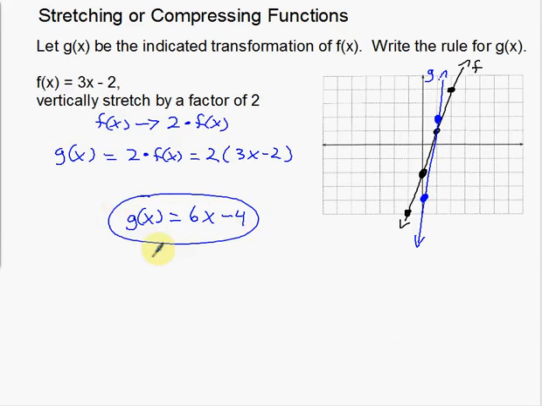There's two ways, two examples and two ways to do both of the examples. You can either graph or you can use the notation to figure out what your new equation is going to be.